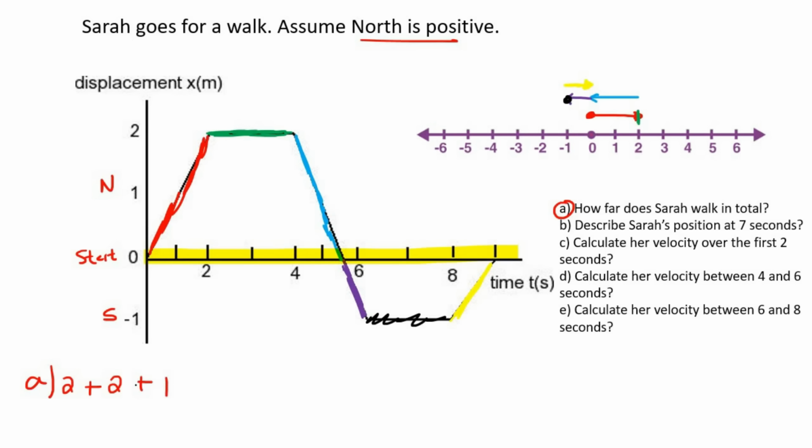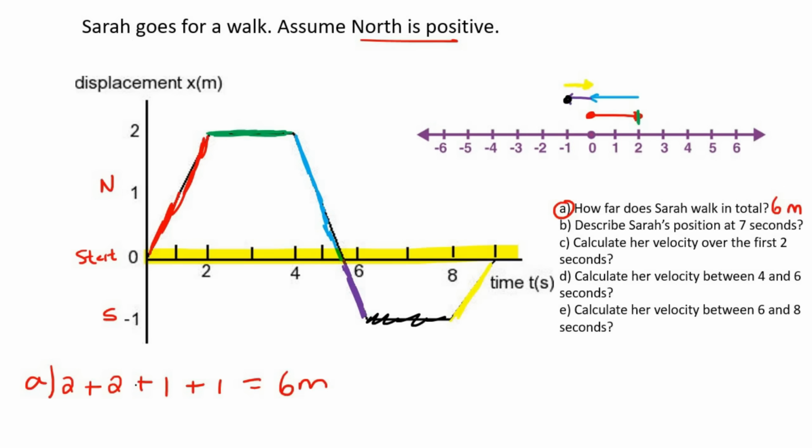You don't look at the direction or the plus and the negatives when you're looking at distance, because distance is a scalar. And remember, when they say how far does someone walk, that's just distance, not displacement. And then this distance over here was 1 meter. And so 2 plus 2 plus 1 plus 1 is 6 meters.